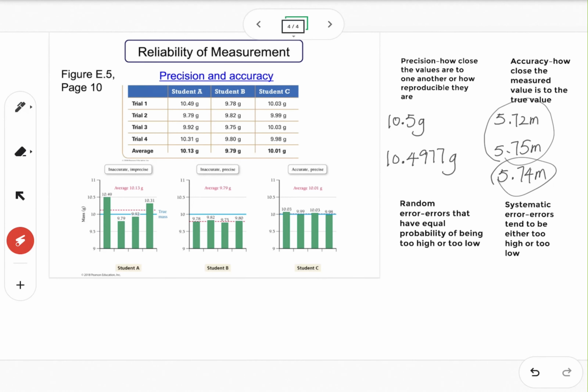For instance, if you are using a balance, it might be better if you calibrate your balance by using a 50 gram weight before you start your experiments, in order to make sure that this balance functions properly. All right, this is the reliability of measurement. Let me know if you have any questions.